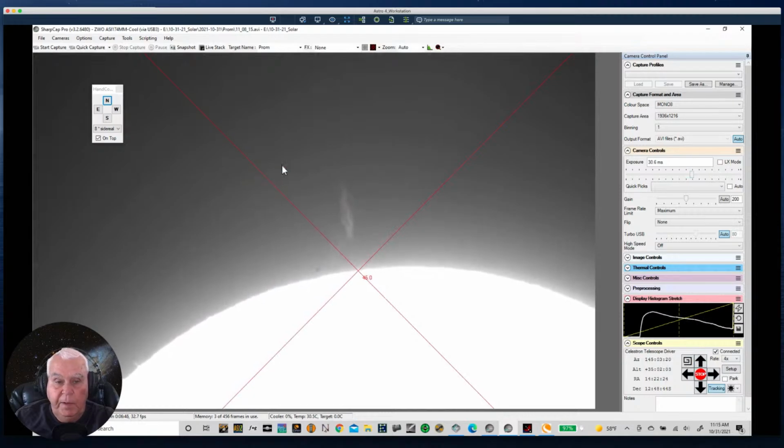Okay, well, you've had a trip around the sun, and you're looking at one of the largest prominences that I've seen in 7 years, 8 years of looking at the sun.